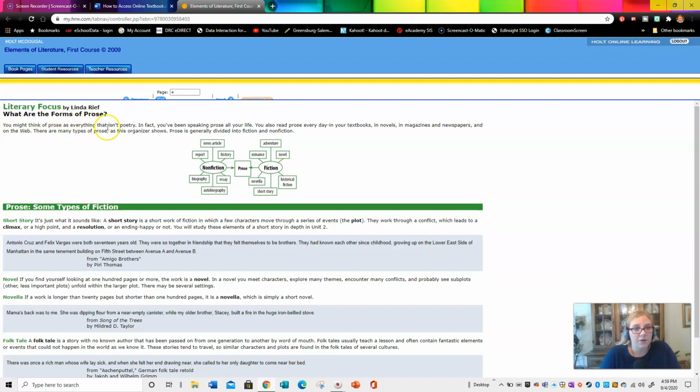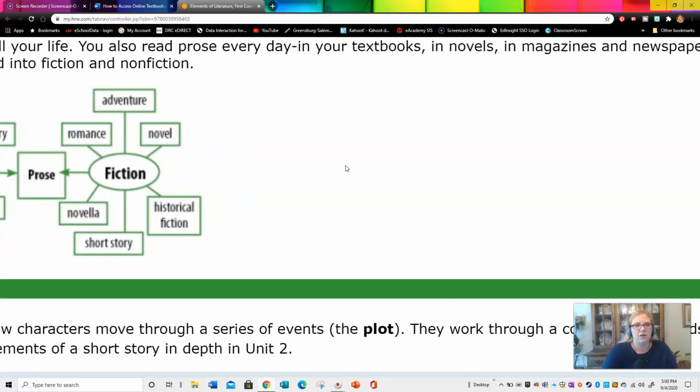You might think of prose as everything that isn't poetry. In fact, you've been speaking prose all your life. You also read prose every day in your textbooks, in novels, in magazines, and newspapers, and on the web. There are many types of prose, as this organizer shows. Prose is generally divided into fiction and nonfiction.